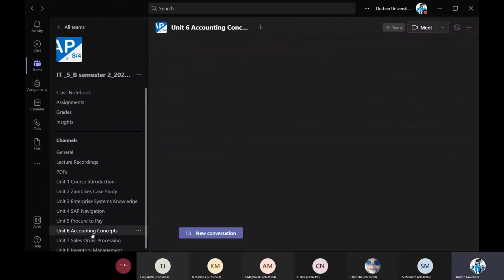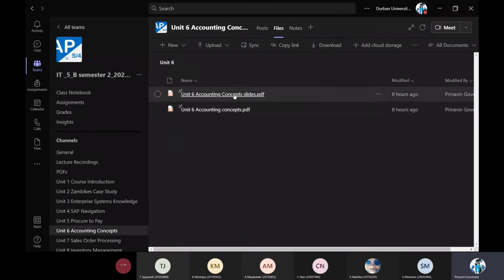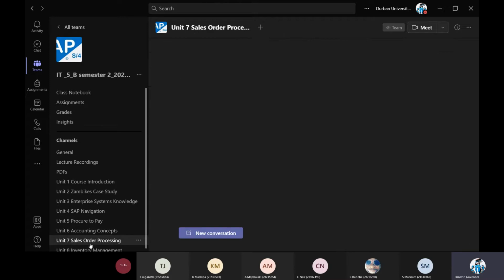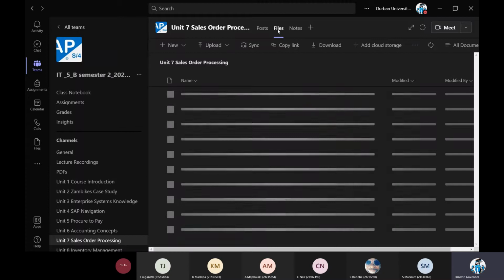Unit 6 refers to accounting concepts. You'll find it under the Files tab. It's the PowerPoint slides in PDF format, on the accounting concepts. I'm going to go through this very briefly, just so that you have an idea of how it applies to the SAP ERP S/4HANA Fiori Launchpad system. Let's look at sales ordering. That's under Unit 7. Again, I put the notes under the Files tab.